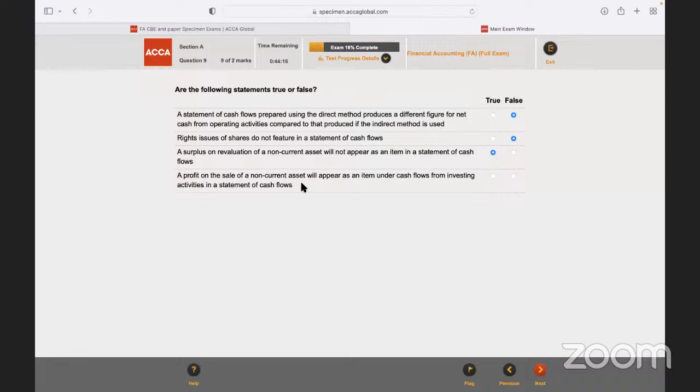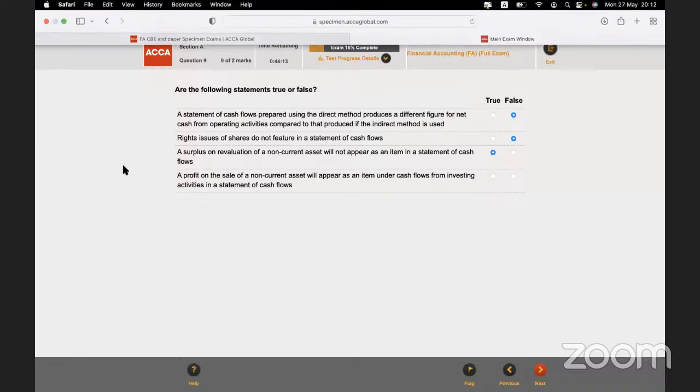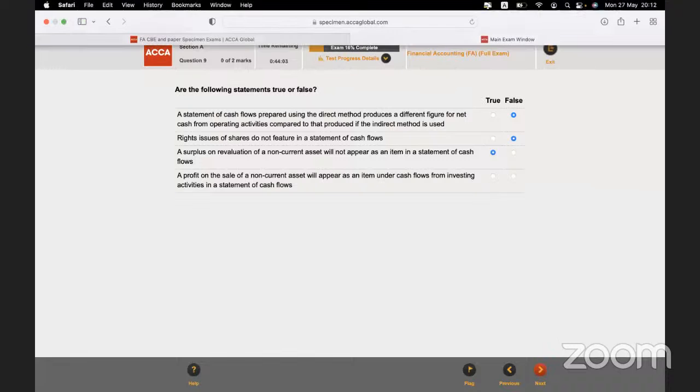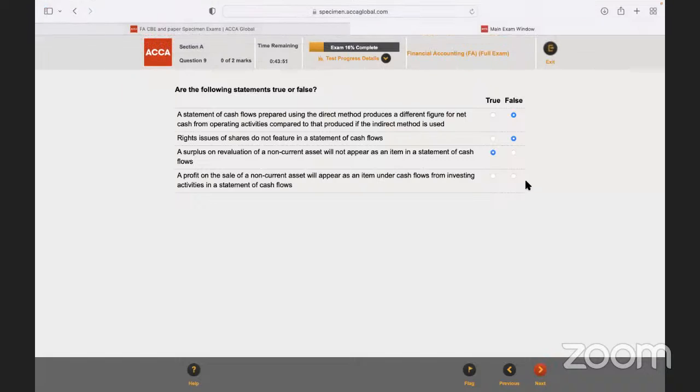A profit on sale of non-current assets will come under investing activity. No, guys, profit on sale will come under adjustments. Okay, now you should not confuse the two. When you sell, you will get money, no? Proceeds from the sale, that is part of investing activity. That's true. But the profit on the sale of non-current assets, guys, is a part of the adjustments, not part of the investing activity. So therefore, guys, that will become false. Okay.